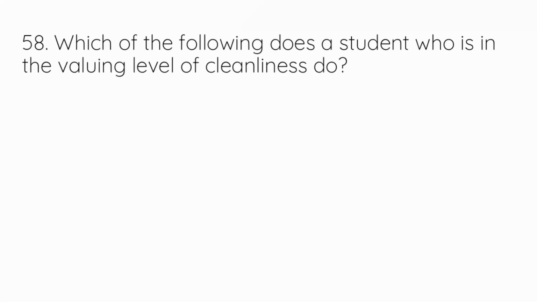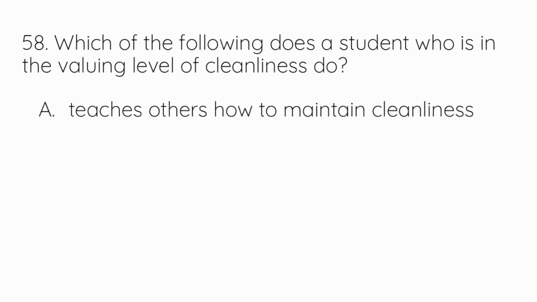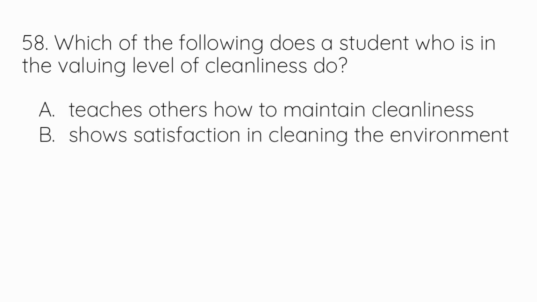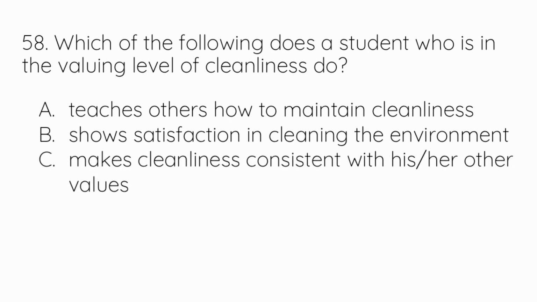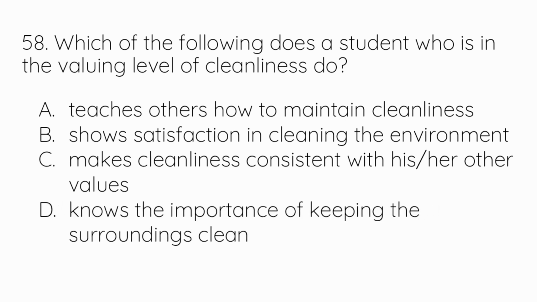Number 58. Which of the following does a student who is in the valuing level of cleanliness do? Letter A, teaches others how to maintain cleanliness. B, shows satisfaction in cleaning the environment. Letter C, makes cleanliness consistent with his or her other values. And letter D, knows the importance of keeping the surroundings clean. So number 58, your answer should be letter C, makes cleanliness consistent with his or her other values.